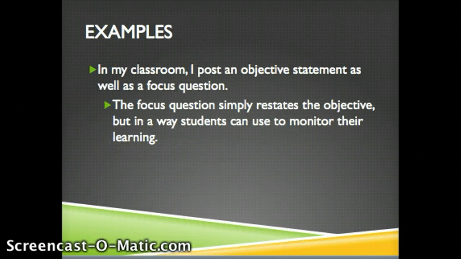In my classroom, I post an objective statement as well as a focus question. This is a requirement of my district as well, that we have objectives and focus questions posted in the room. The focus question simply restates the objective, but in a way students can use to monitor their learning.